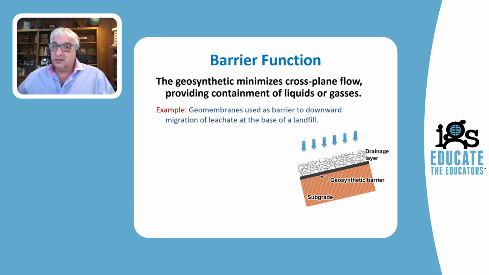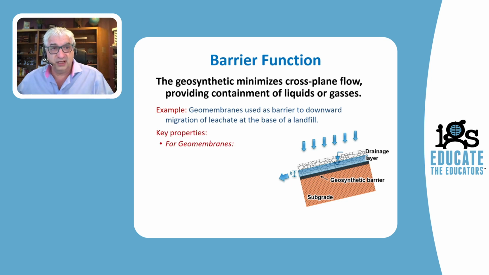When we consider the important aspects of a geosynthetic barrier, this is not only the characteristics of the barrier itself, but also those of the system. For example, what is the magnitude of the head on top of the liner? Here we have illustrated the head acting on the liner. The key properties will be different for geomembranes and for GCLs.